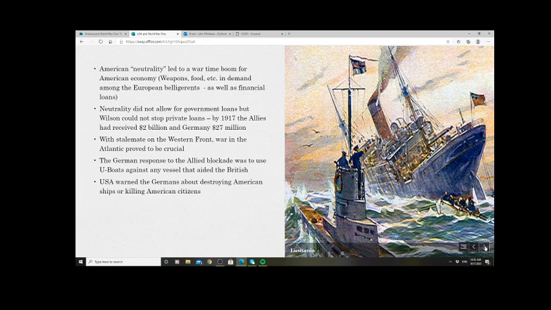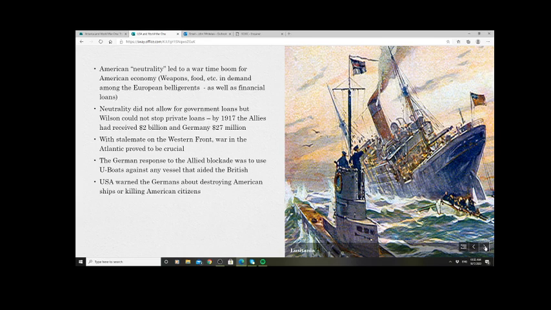However, private companies, private banks could not be told what they can and can't do. So this was really just the government who wouldn't lend money to any belligerent power. But JP Morgan Bank were delighted to assist and to send lots and lots of money to the British.